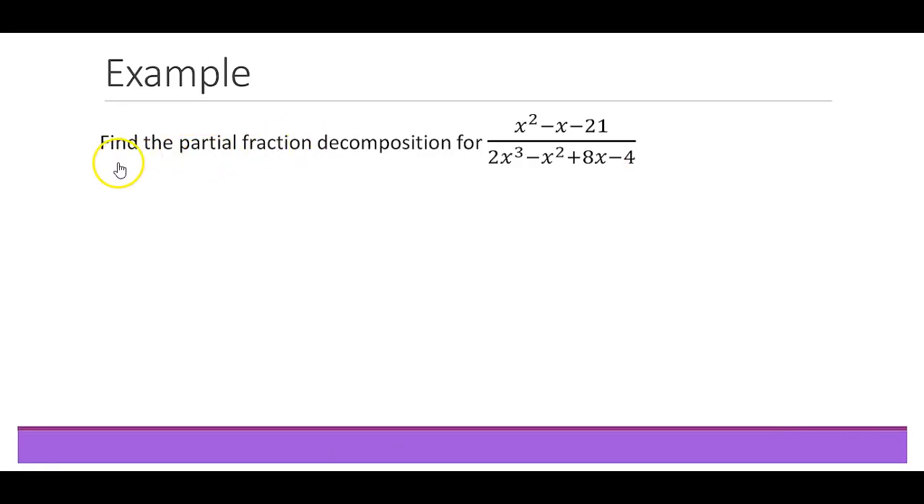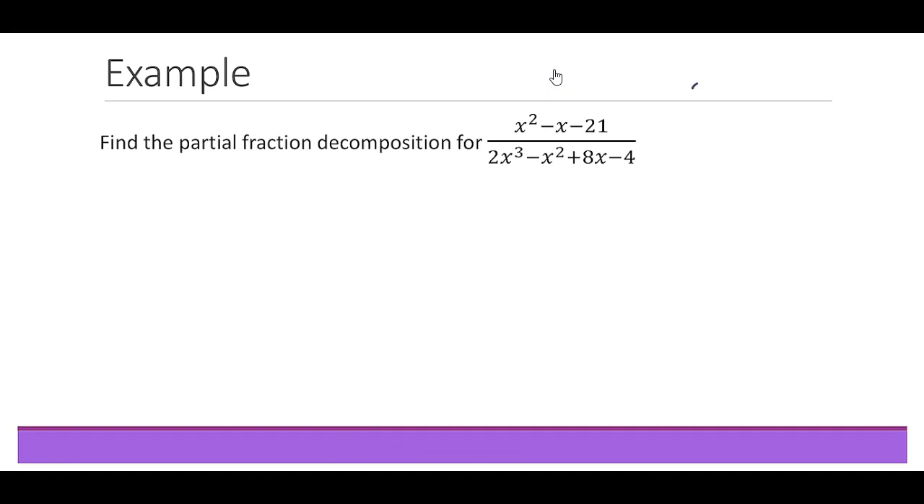Let's take a look at another example. We're going to find the partial fraction decomposition for x squared minus x minus 21 all over 2x cubed minus x squared plus 8x minus 4. The first thing we need to do is factor the denominator. So I'm going to do that scratch work sort of off to the side here.